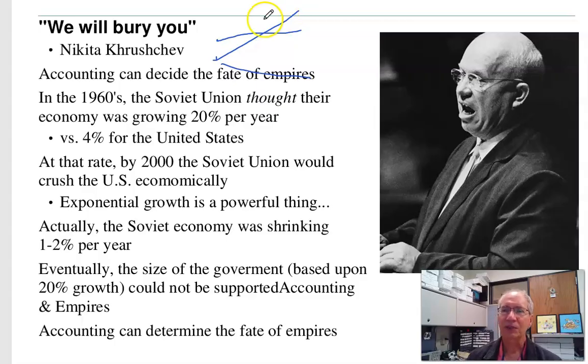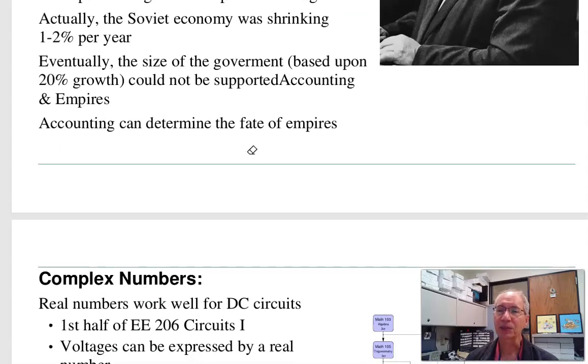Reasons for the thinking: 20% growth versus 1 to 2% shrinkage, reasons for that. But still, basically, the U.S. had better accountants than Russia. Reason we won the Cold War, accounting. So numbers can actually determine the fate of empires.